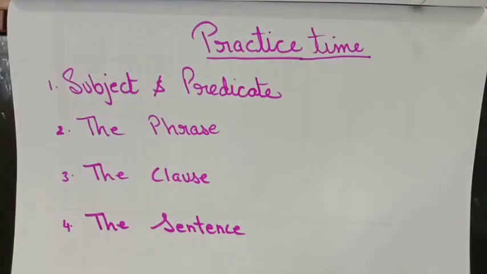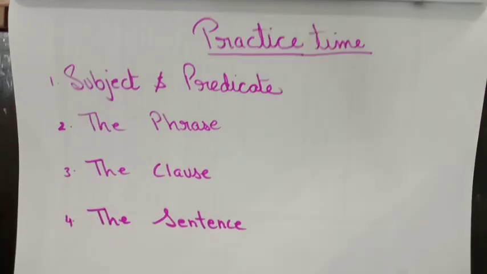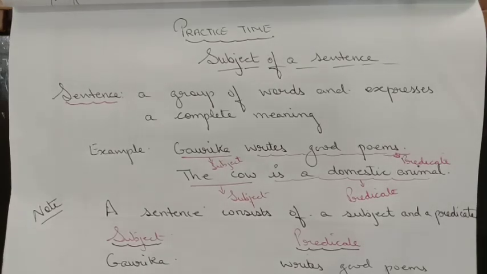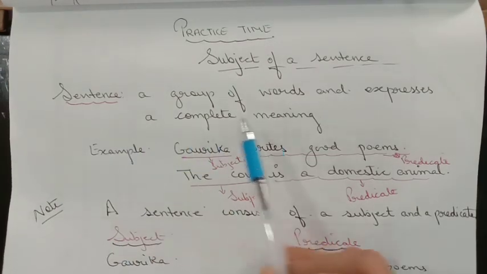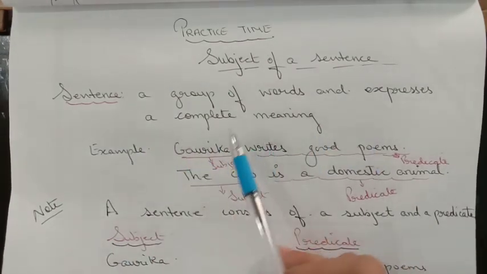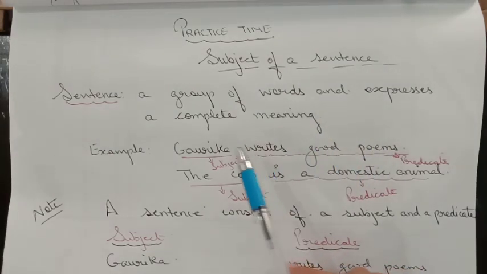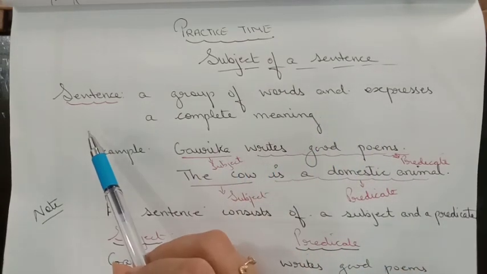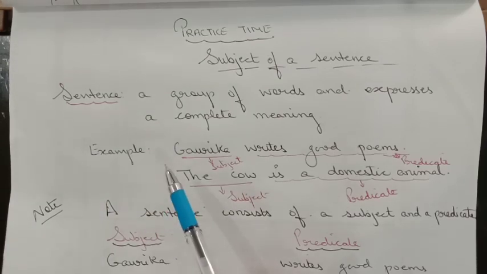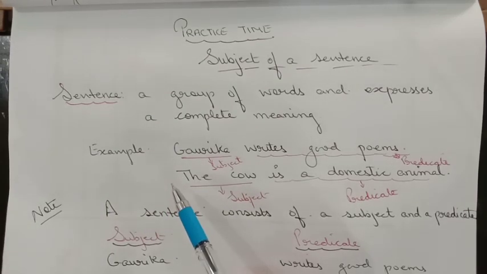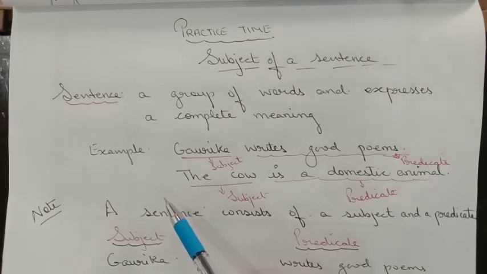Let's revise the topics: subject and predicate, the phrase, the clause, the sentence. What is a sentence? A sentence is a group of words that expresses a complete meaning. We know it as a sentence only when it is a group of words and also expresses a complete meaning.